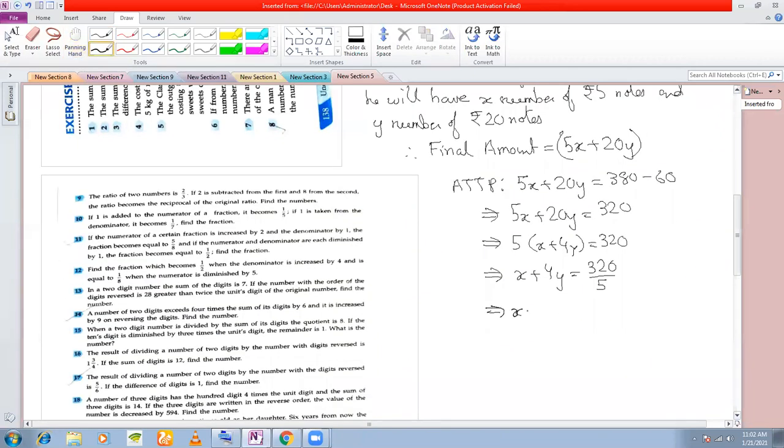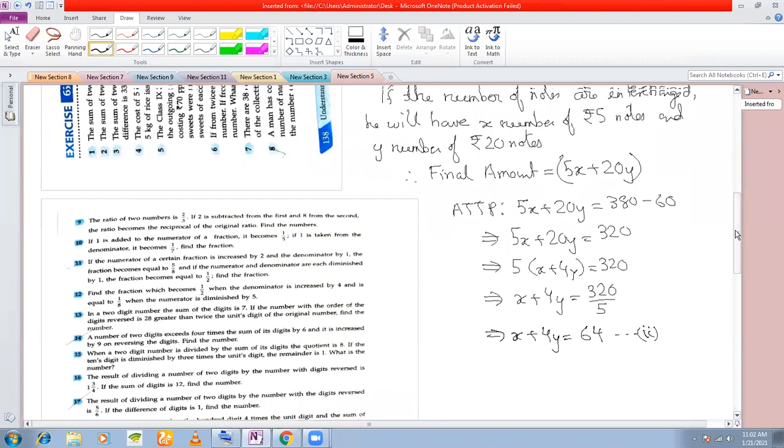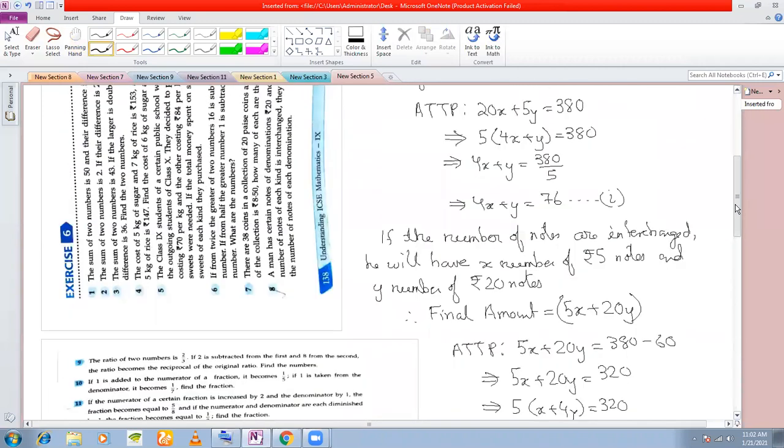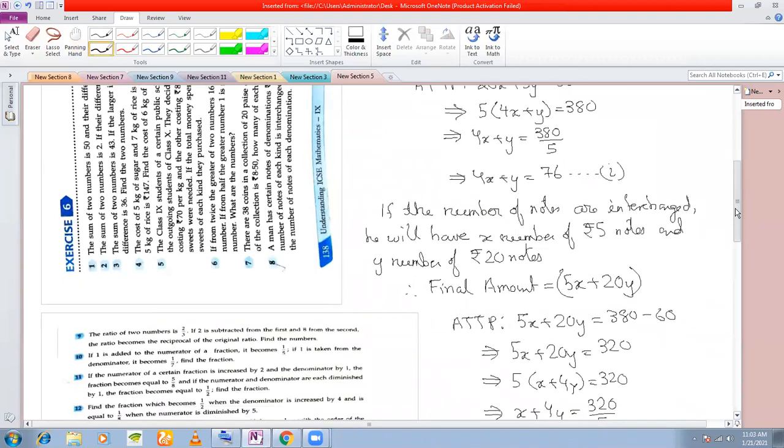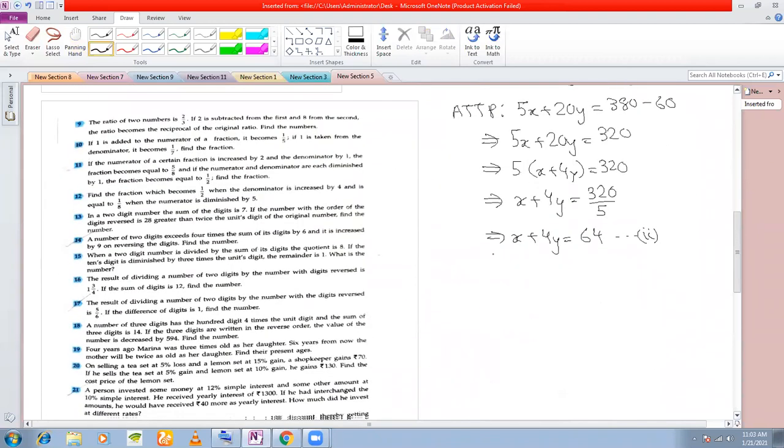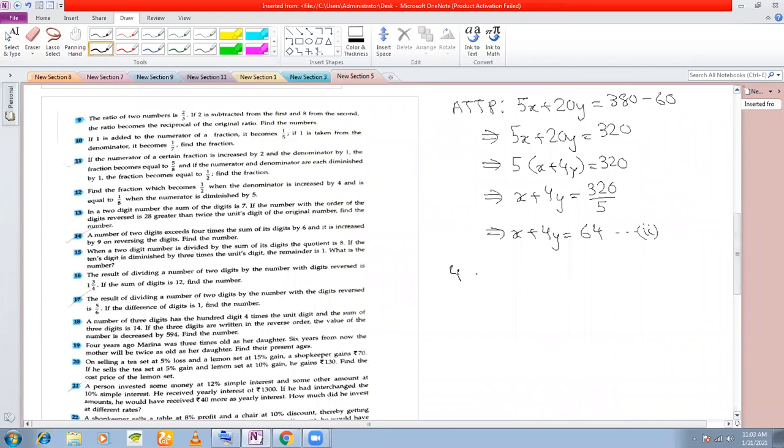Means x plus 4y is equal to 64. This is the second equation. You write one equation on top of the other and see which method you will use to solve these two equations. 4x plus y is equal to 76 and x plus 4y is equal to 64. You can either use the elimination method or the substitution method.